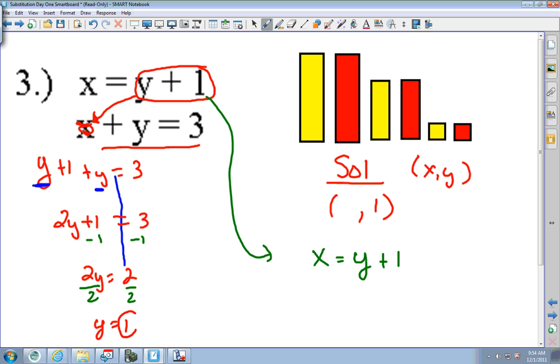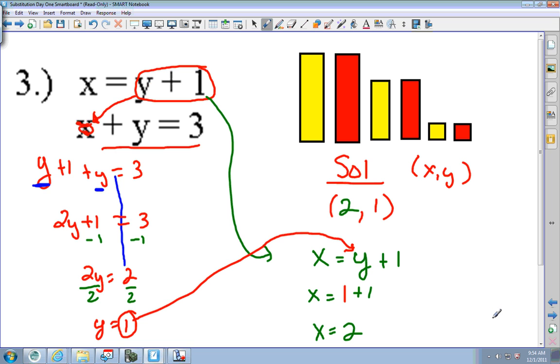Well, we already found y to be 1, so we're going to put it in here for y. I have x equals, instead of y is 1, so I'll put 1 plus 1. What is 1 plus 1? 2. My solution, the two lines intersect at 2, 1.